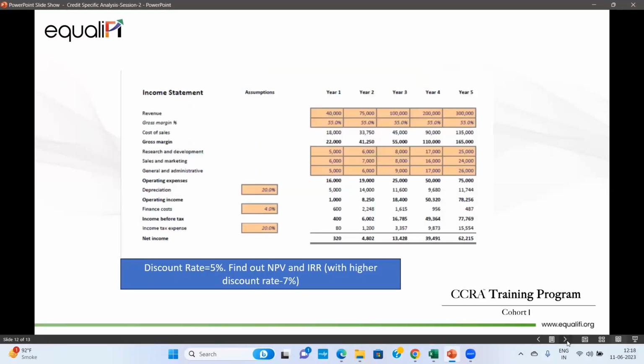Okay, guys, this is a quick activity. You can see the figures. Quickly calculate NPV and IRR. I have given different discounting rates. So find out the cash flows and find out the NPV and IRR. You have 10 minutes. Quickly do it.